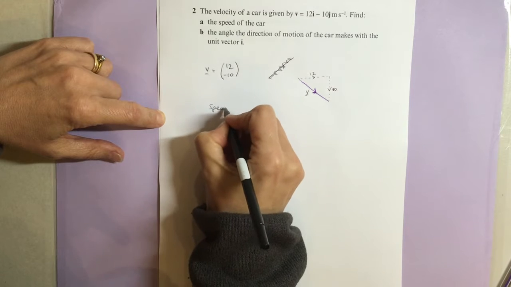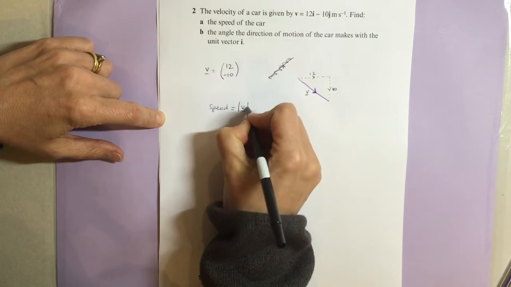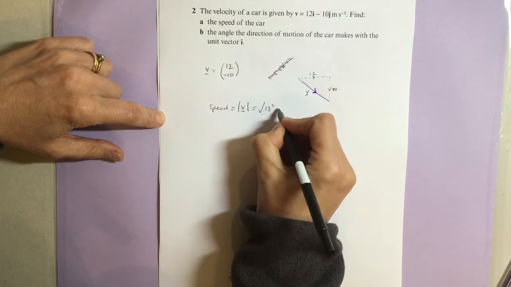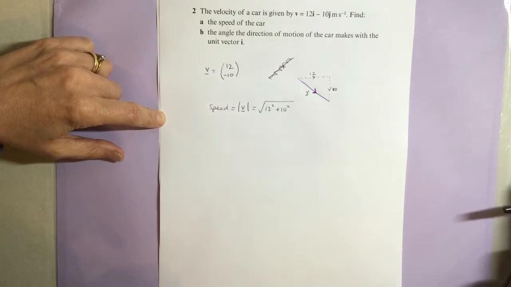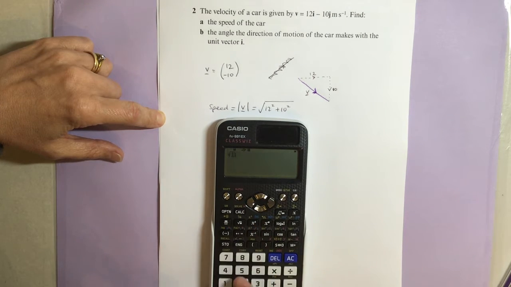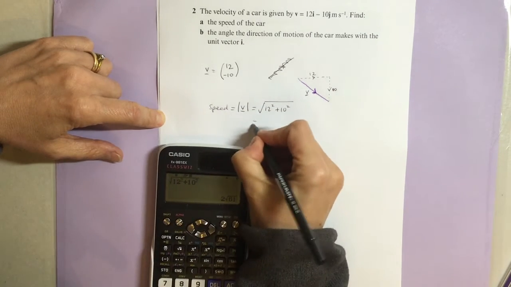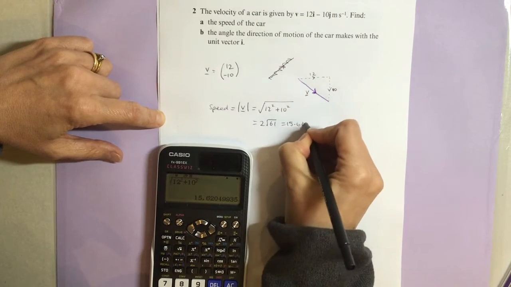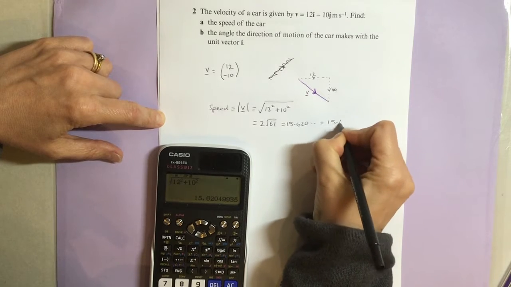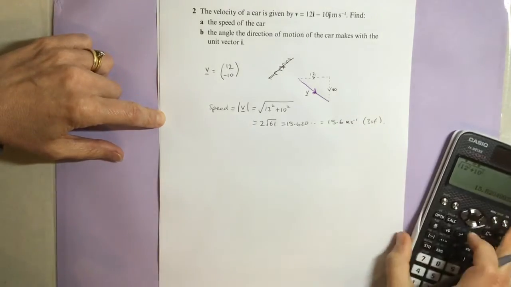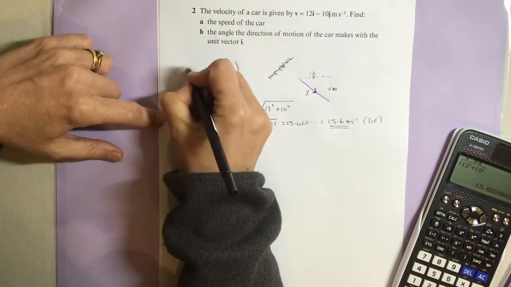So the speed is going to be the magnitude of the velocity vector, and we can use these two straight lines to indicate magnitude. So that's going to be Pythagoras, square root of 12 squared plus 10 squared. So that's going to give me 2 root 61, 15.620, so 15.6 meters per second to 3SF. Okay, so that's part A done.